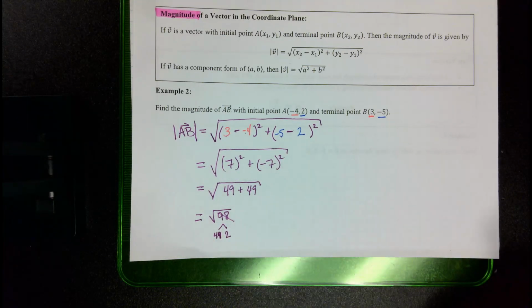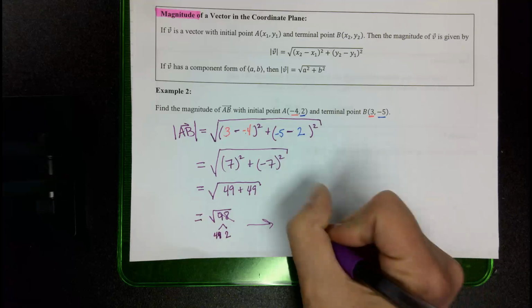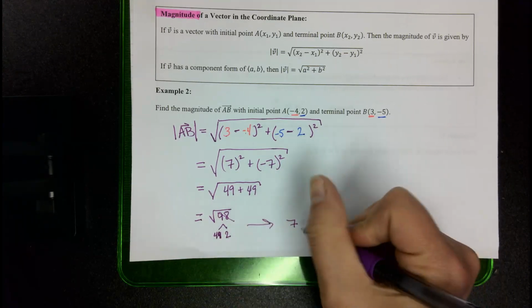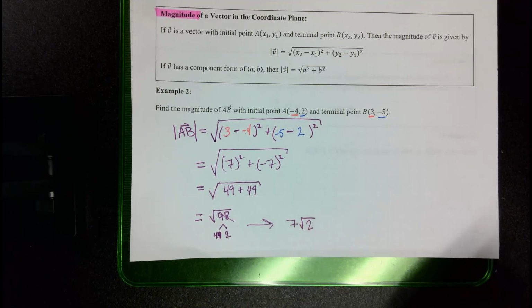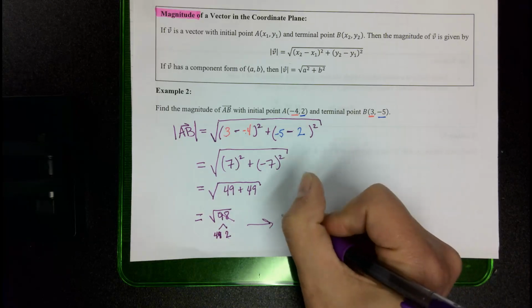And the square root of 49 is 7. And what's left behind inside the radical is a 2. So 7 square root 2.